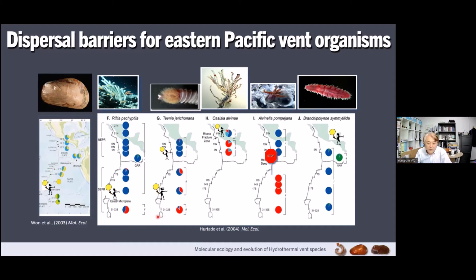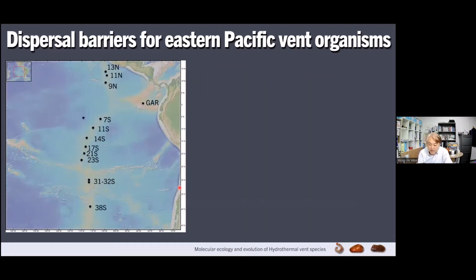And also another point I can tell is that almost all of these organisms have very low genetic diversity within their segments. So that's a few representative things we found from the past 30 years. Here I show the Eastern Pacific ridge system in more close.